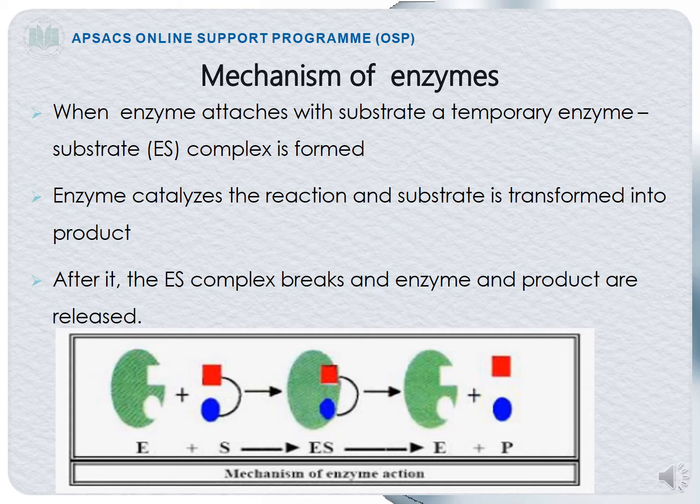As you all know, enzymes have an active site to which the substrate will bind itself. So when enzyme attaches with the substrate, a temporary enzyme substrate complex is formed. Right? Now why is the temporary enzyme substrate complex formed? Because when the product is formed, the enzyme has to be separated from the product.